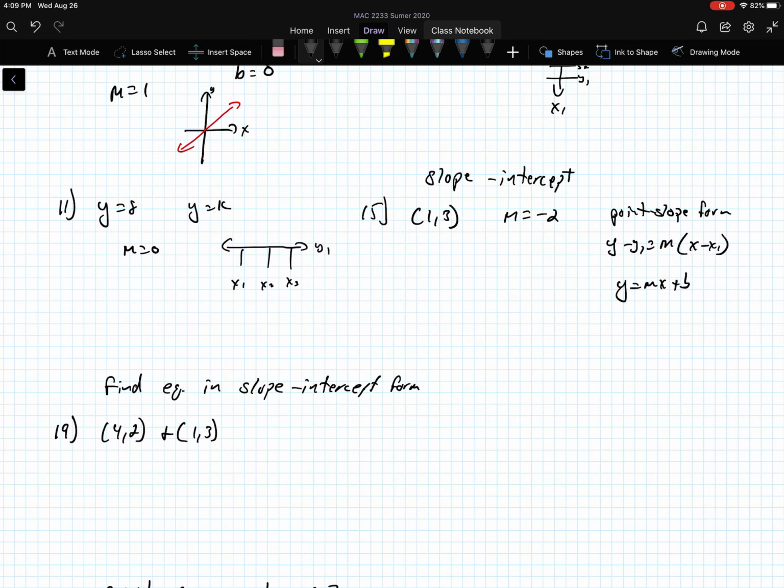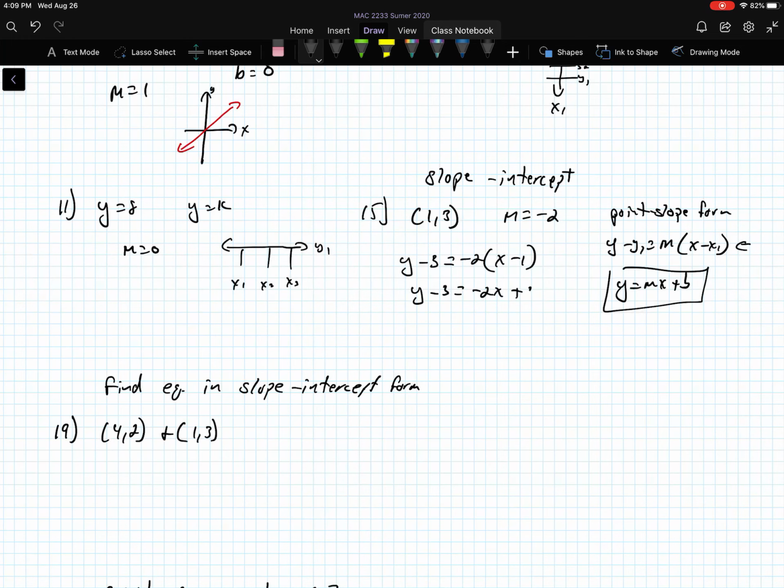For number 15, what they're asking us to do is to find an equation in slope-intercept form for each line. So slope-intercept form is y is equal to mx plus b. So there's 2 ways that you can do this one. First way is I'm just going to go ahead and plug in the values into the point slope. So it's going to be y minus 3 is equal to negative 2 times x minus 1.